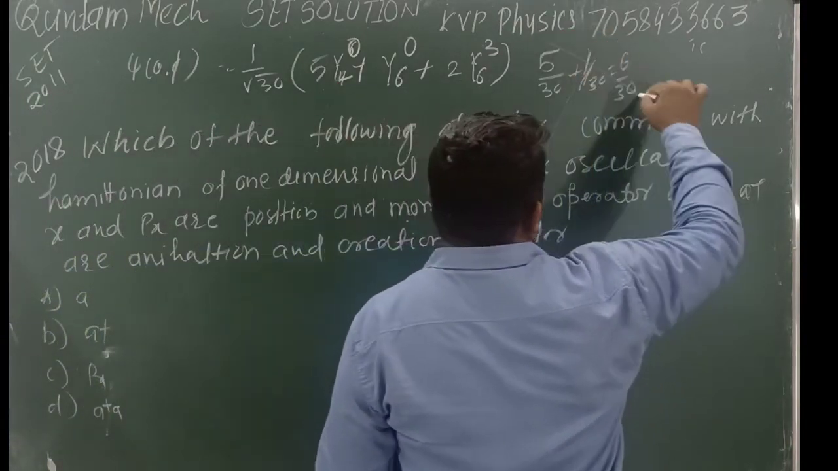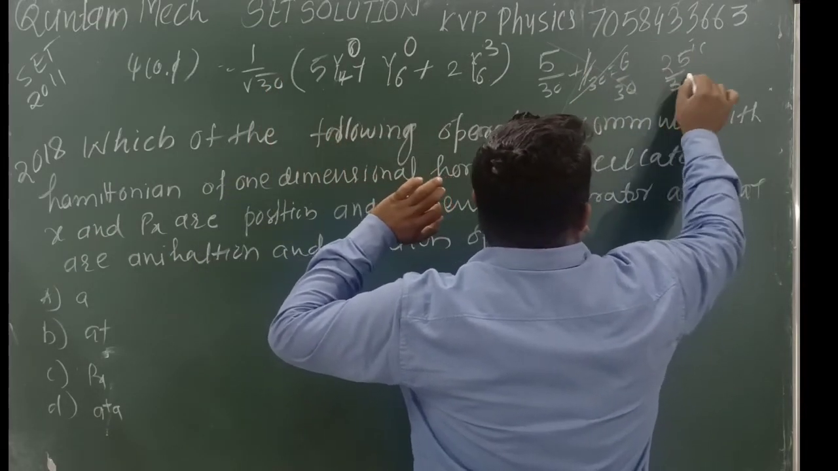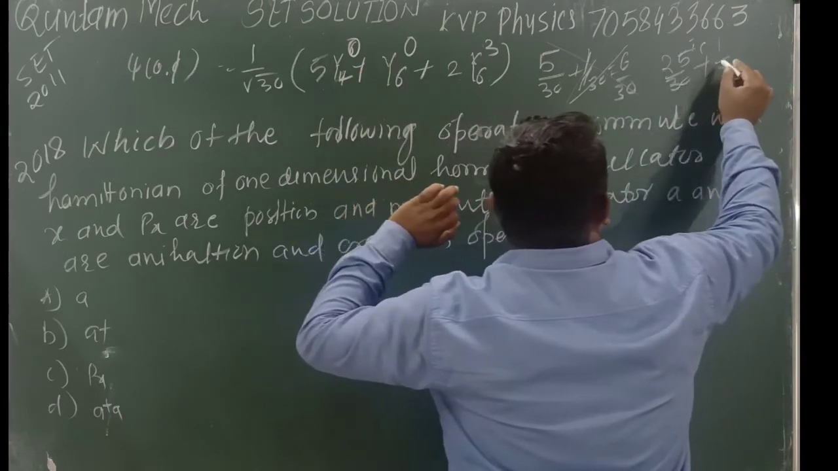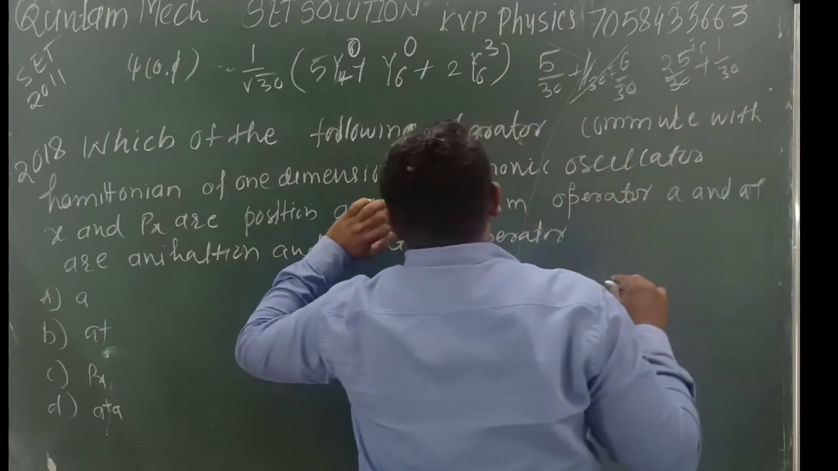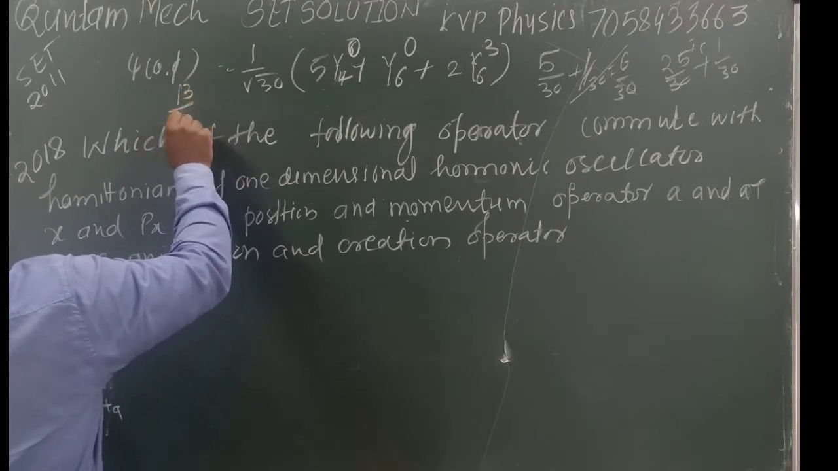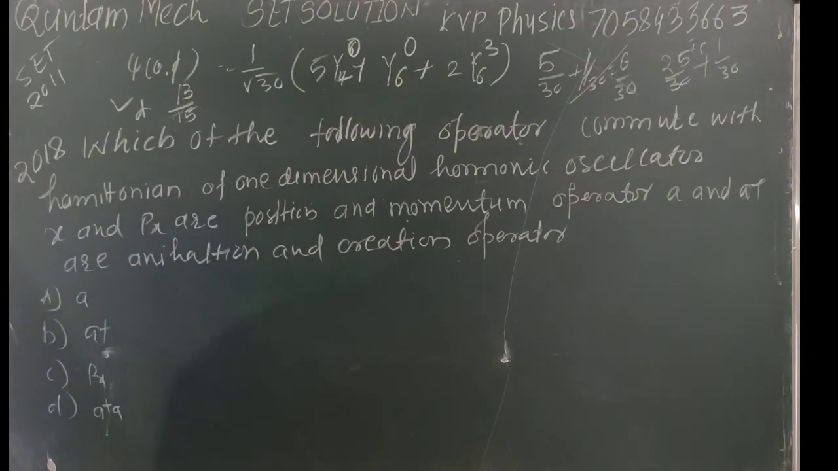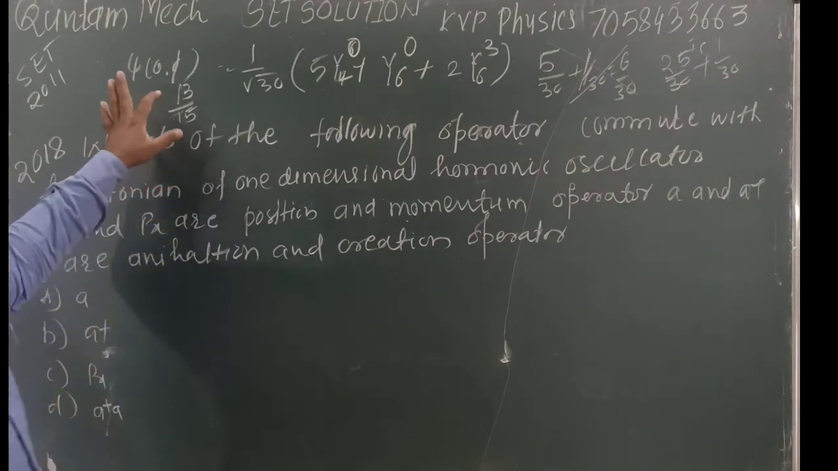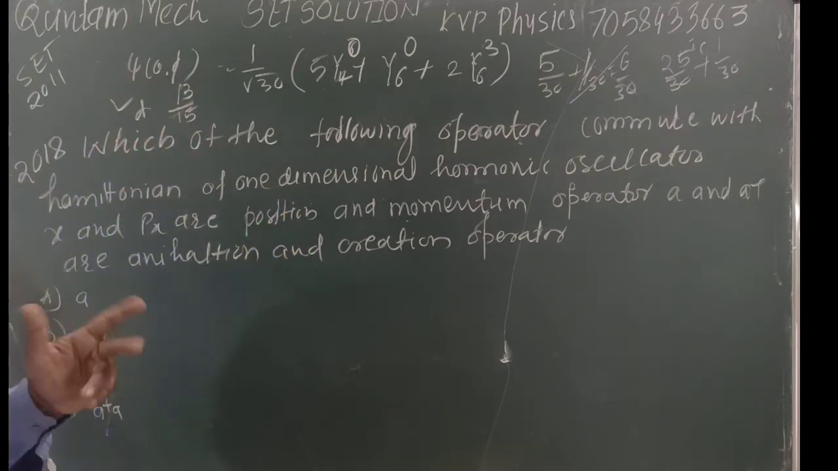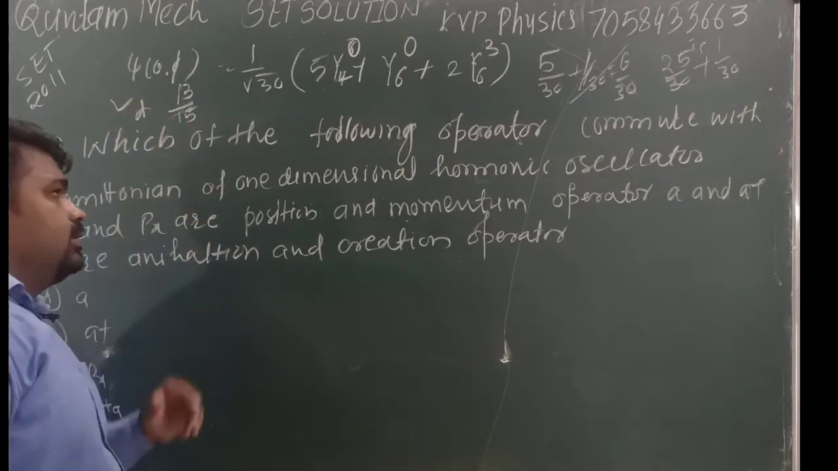This one is not correct. This one is wrong actually. 5 square 25/30 plus here is 1/30. 1/30 means 25 plus 1, 26. 26/30 is equal to 13 by 15. Means in this case I think D option is correct. 26/30 means we can divide numerator and denominator by 2. This becomes 13/15. Please everyone do this one.